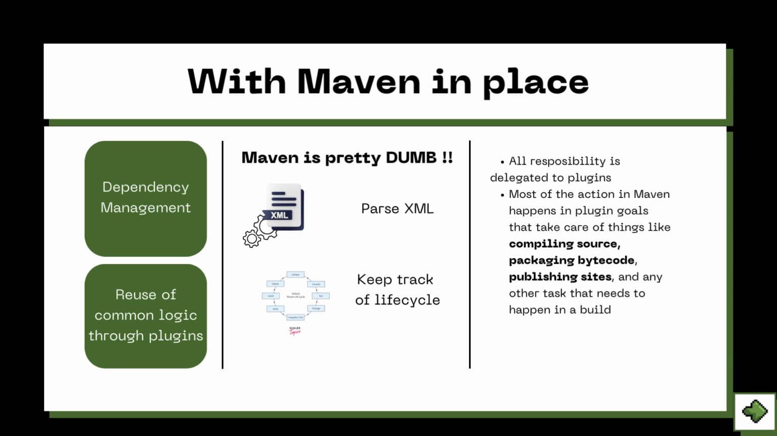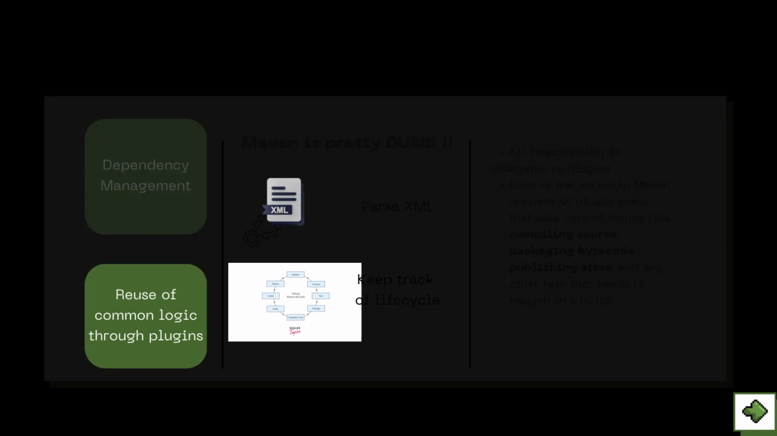Don't be that amazed with Maven because it's a pretty dumb tool. Parsing an XML file and keeping track of a life cycle is all it can do, but all the responsibility is delegated to plugins. All of the actions are happening using goals like compiling, packaging, testing our project. We can also create our own plugins. In the next slide, we'll see some examples of these plugins and what they can do.